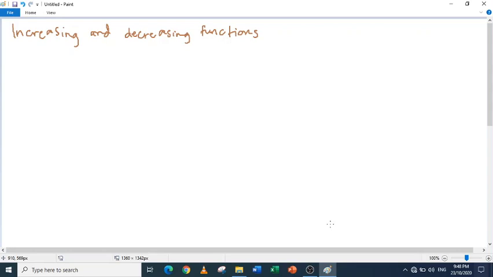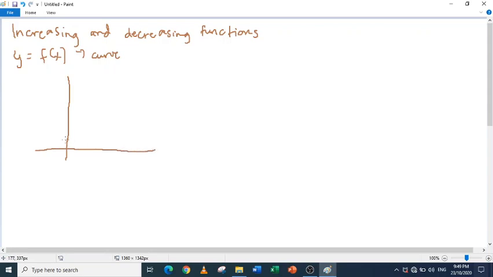So I will discuss to you the increasing and decreasing functions. Let's say we have the function y equals f of x. Since that is a curve, let's say we have this following graph of that function.